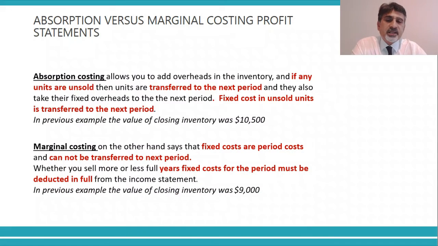Marginal costing, on the other hand, says that fixed costs are period cost. Fixed costs are period cost. Period cost means they relate to one year and they cannot be transferred to the next period. Marginal costing says you cannot transfer the fixed cost of one year to another year. Whether you sell more or less, the full year's fixed cost for the period must be deducted from the income statement. And therefore you deducted 5,000. If you remember the marginal costing income statement, we subtracted all 5,000.